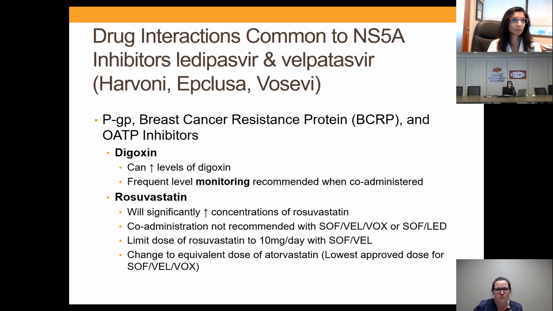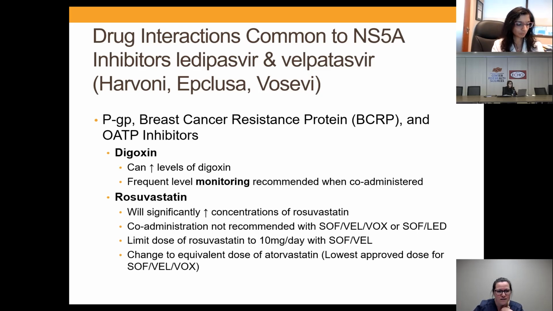So now I kind of moved over to, so it's some of the same medications, but the interaction is with a different component of the medication. And so this one is with the NS5A inhibitors, specifically ledipasvir and velpatasvir. And so the NS5A inhibitors have that ASVIR in it, right? And this is specifically Harvoni, Epclusa, and Vosevi. And so you have some PGP and then some other different types of interactions here.